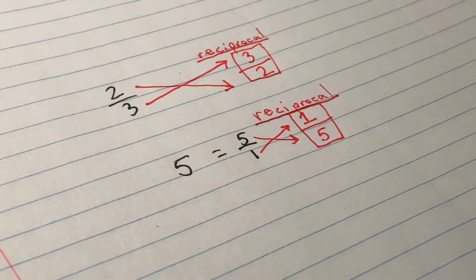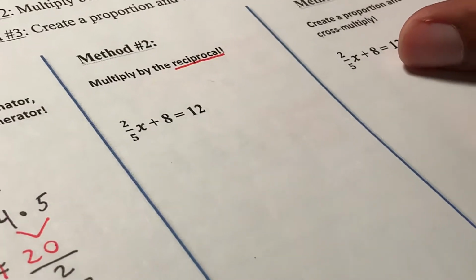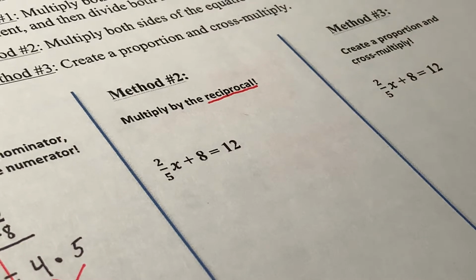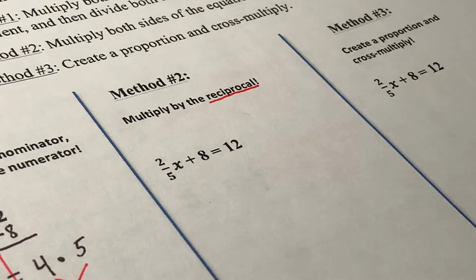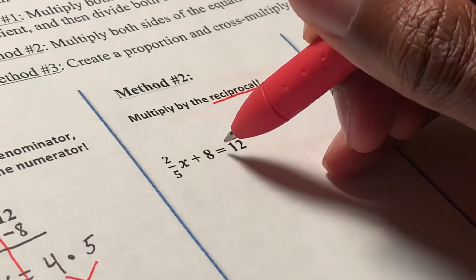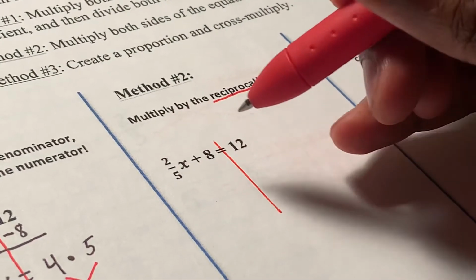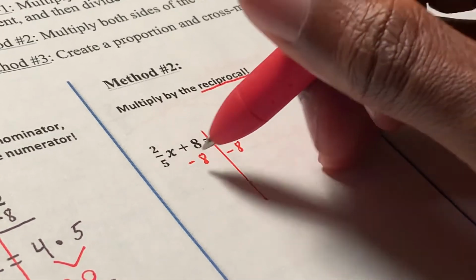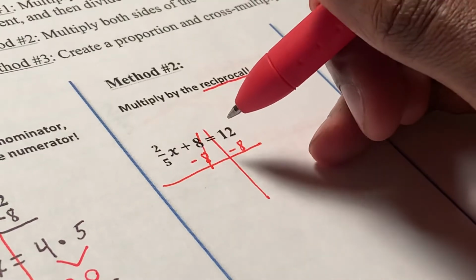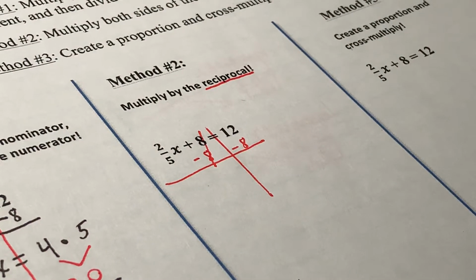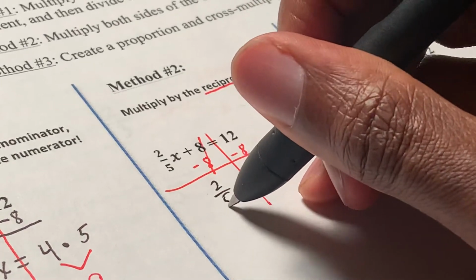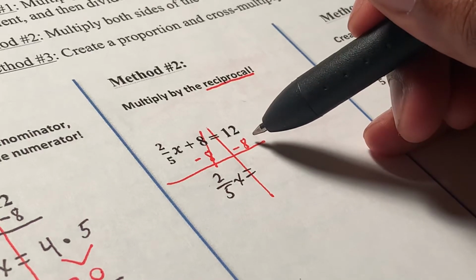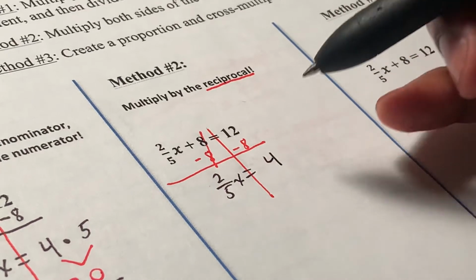So now getting back to this problem, we are multiplying by the reciprocal. But here's the thing, we're not going to do that just yet. We're going to do the same steps we did earlier first. So we still draw the line down the equal sign. I still subtract 8 from both sides. That doesn't change. The 8's cancel. I drop the 2/5 x. I drop the equal sign. If I have $12 but I owe someone $8, I'm left with 4. That still stays the same.